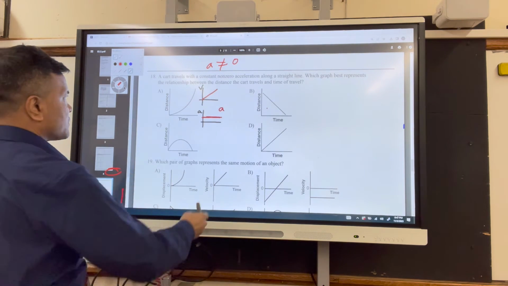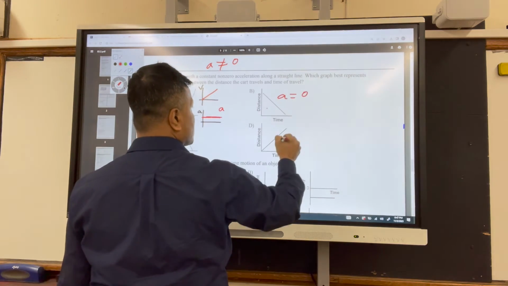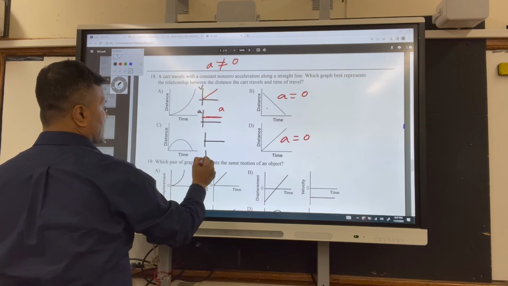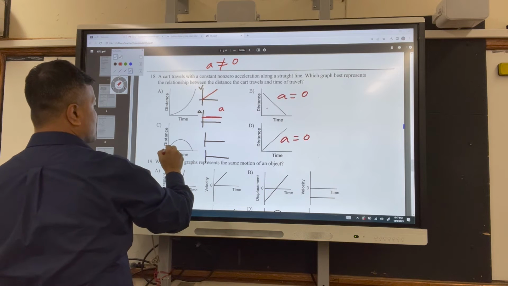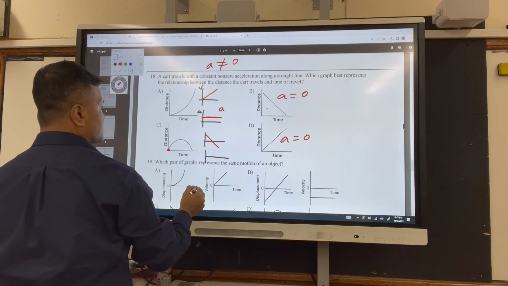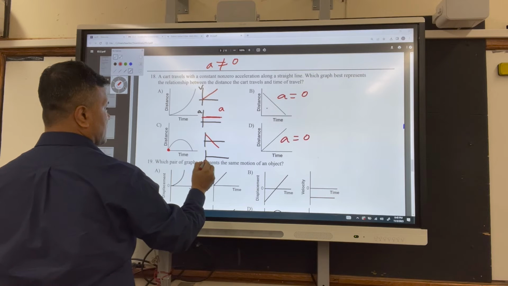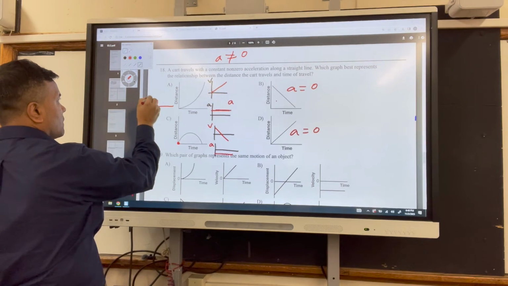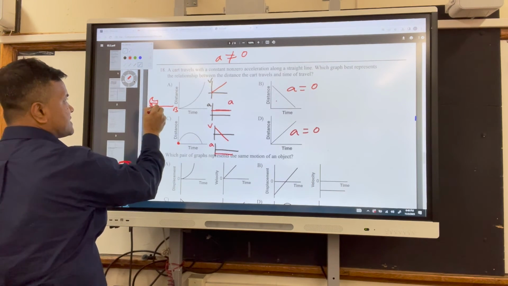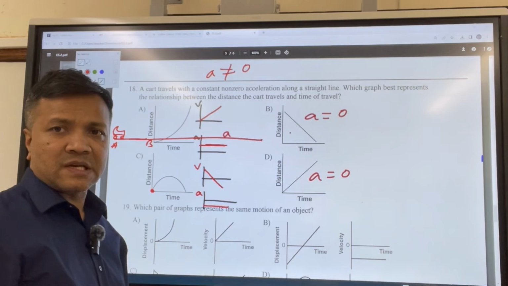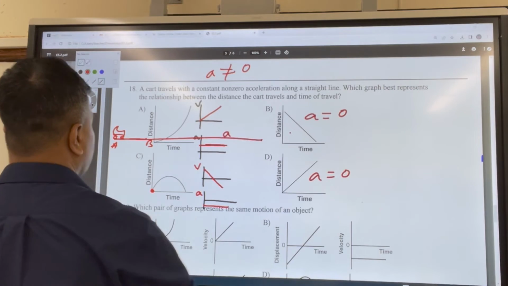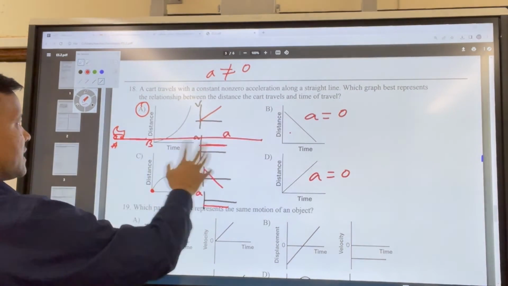You can also see this acceleration is 0, this acceleration is 0, right? And this distance versus time should look like this, and acceleration versus time should look like this. This one is a straight line, like Mr. Bari moving from A to B in a straight line, and he's accelerating. And this one is not going to be a straight line. This is kicking a soccer ball. So 18 is A, and B and D are not even an option.